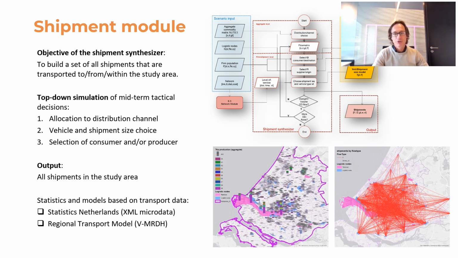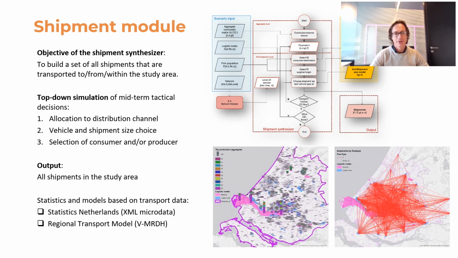We also need to determine where all the freight traffic, or all the freight demand, is allocated in the study area. This is done in the shipment module. This module builds a set of all the shipments that are to be transported to, from, or within the study area. We do this by a stepwise simulation procedure.